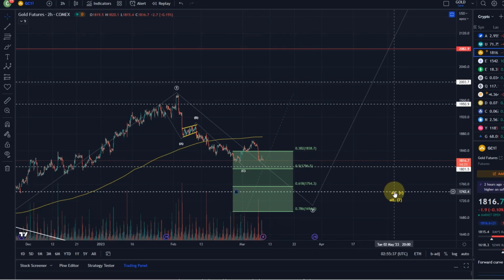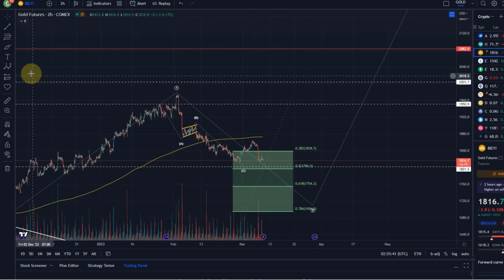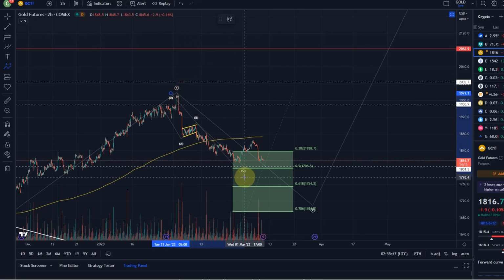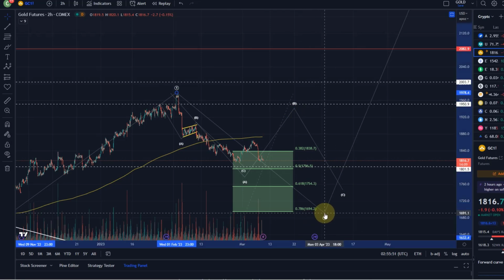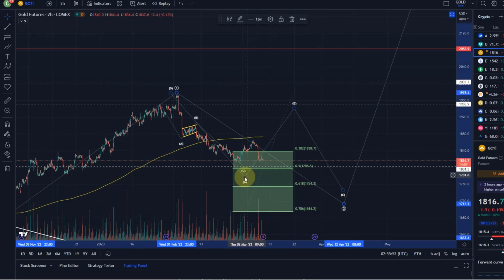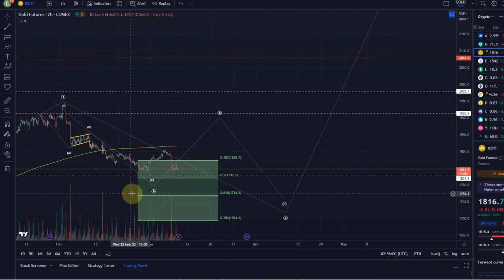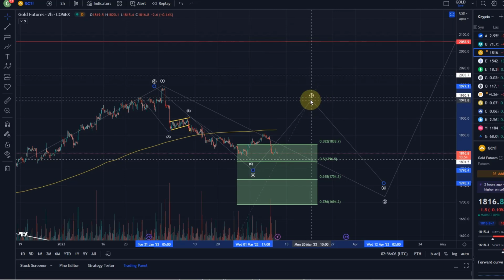Let me take this out. We're looking at the larger structure as a possible ABC. I wouldn't be surprised if this develops at some point into a larger A, B, C, and we will get a lower wave 2. That's certainly what I'm watching for at the moment. I don't have great visibility of what this could be. Certainly we could possibly be moving up in the B wave already.